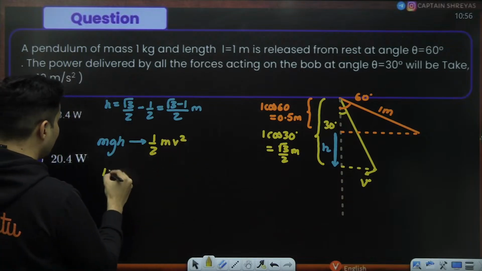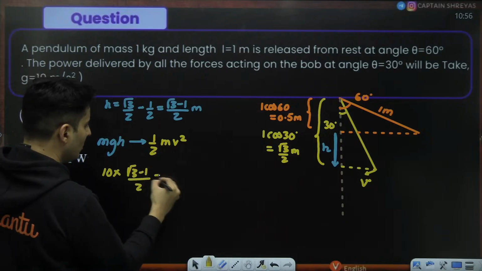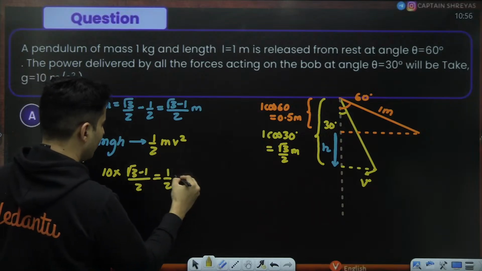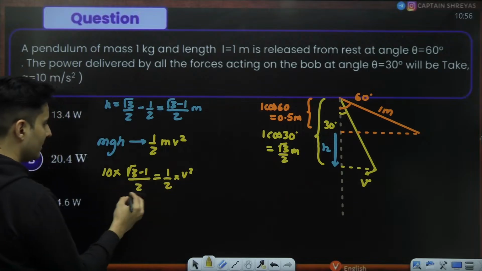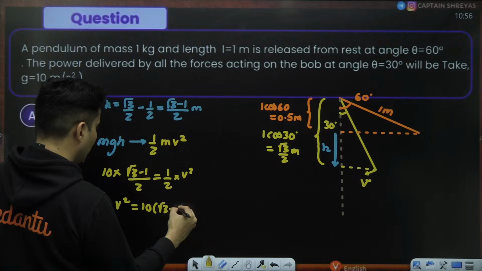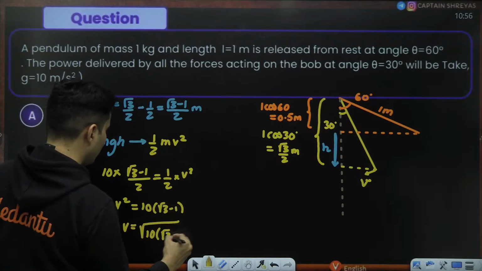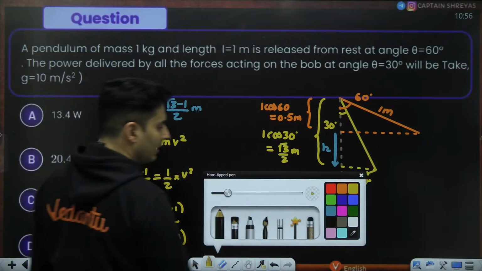So g is basically 10, h is nothing but root 3 minus 1 by 2. Mass has got cancelled, half multiplied by v square, 2 gets cancelled. So v square will be 10 multiplied by root 3 minus 1, or v is root of 10 multiplied by root 3 minus 1. Now that's not done.